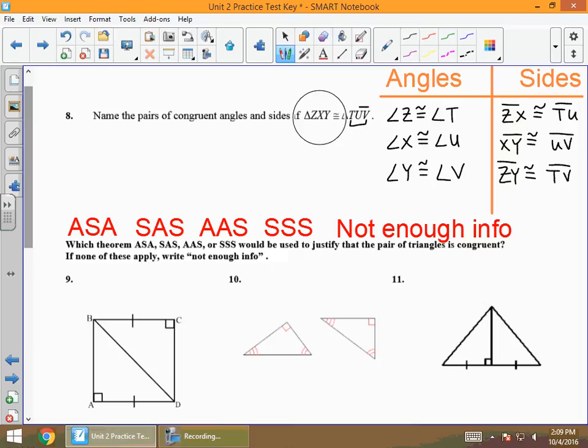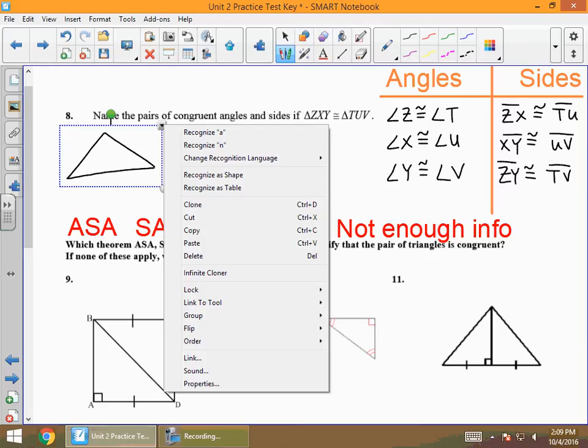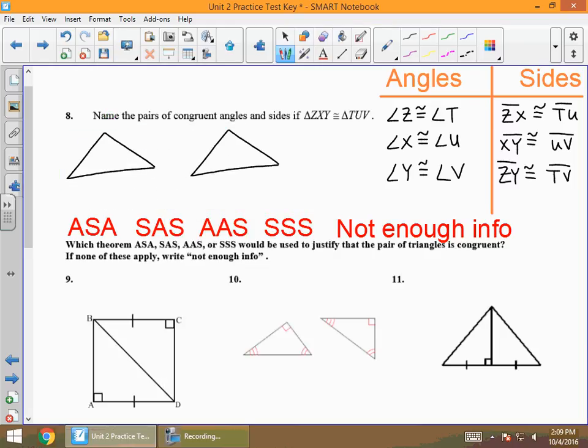Now, some of you are going to want to draw pictures, and I think that's a great idea. You could just draw them so they look the same. So here's just a triangle. Now, you don't have the ability to clone on your paper, but you can draw one so it looks exactly the same. And I'm going to label them. I'll start with Z, and I'm going to go left, up, down. So Z, X, Y.